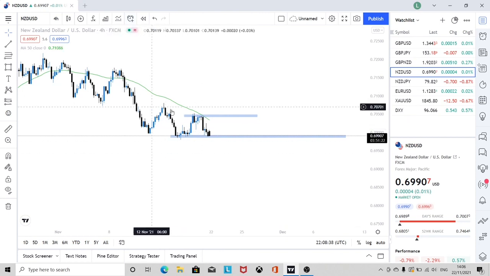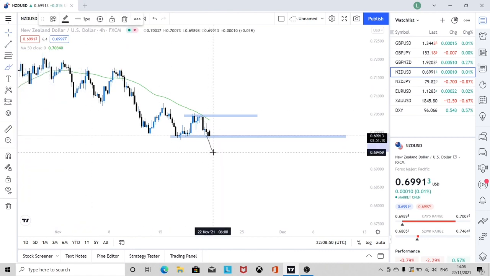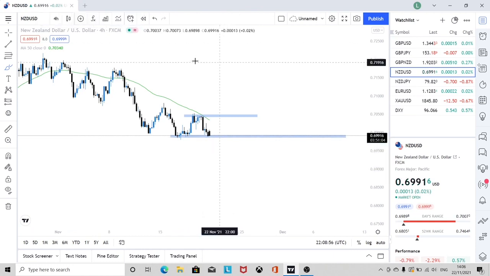Little double top here. We'll have to see how this reacts. If we do look for some more downside movement, I would want to see something like this. I'd like to see a break of this zone, a retest before continuing to the downside. We'll have to wait and see.